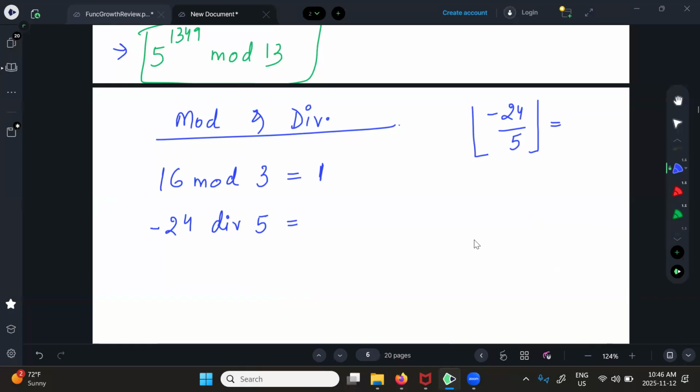No, that's a different concept. What is negative 24 divided by 5? Do use the calculator. Negative 5. No, that's a different concept. That's the pigeonhole principle. You're combining two concepts here. Is it negative 4 point something? And what is the floor of that? Just leave it at negative 5, okay? No plus 1 here. No plus 1.